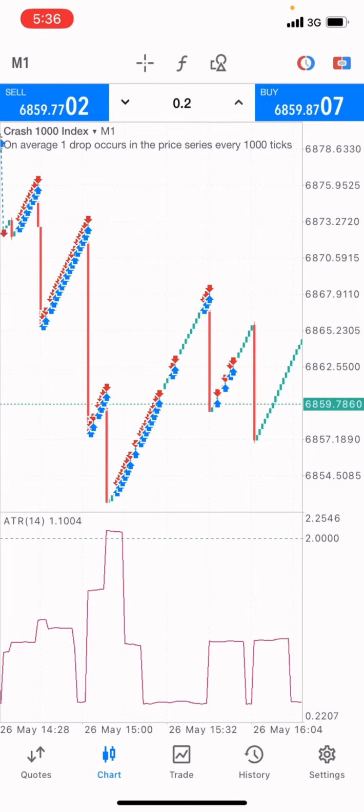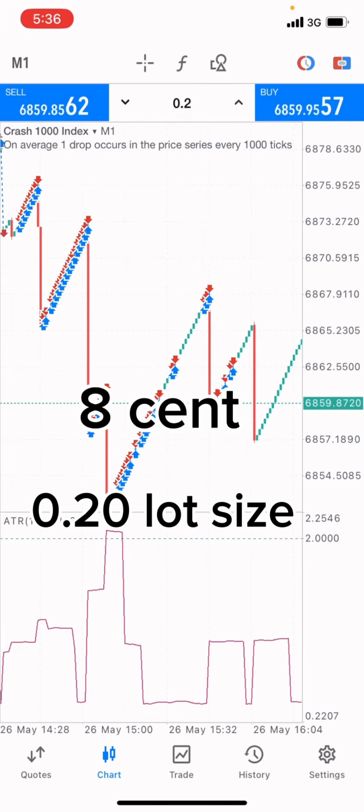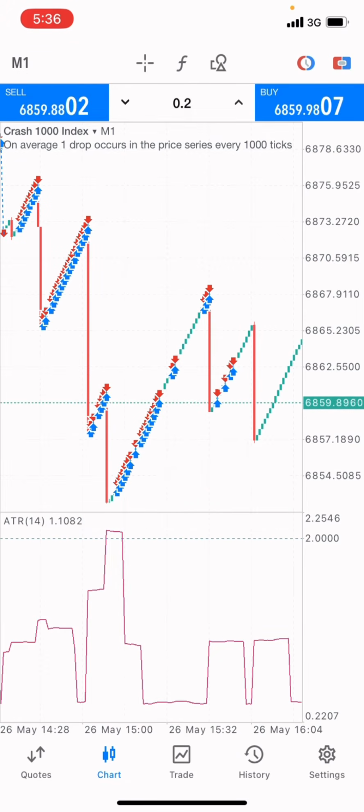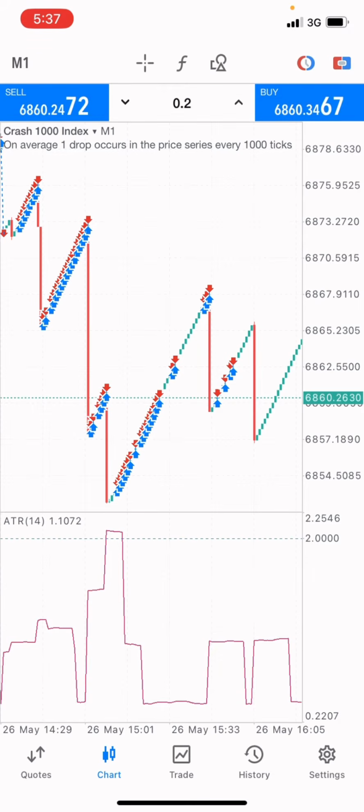Even if we wait for a complete candle, which would give us about 8 cents on a 0.20 lot size, that trade can crash at any point in time. Please know that, guys. So whether the candle is fully complete or not, we close at 4 cents and take our profit. You don't trade more than that. You close the trade after taking a profit of 4 cents. Please listen carefully, guys.